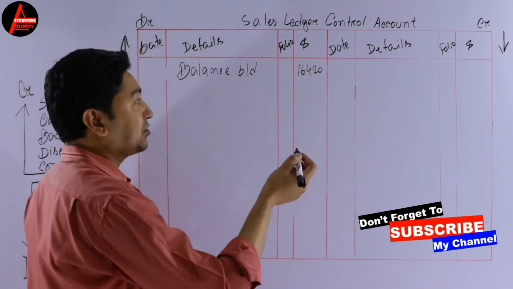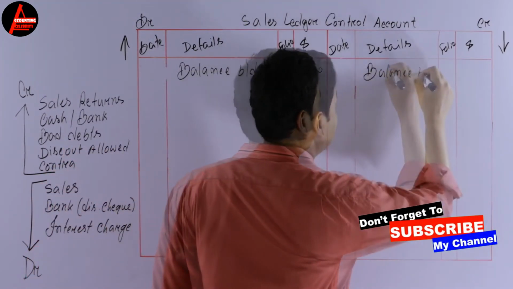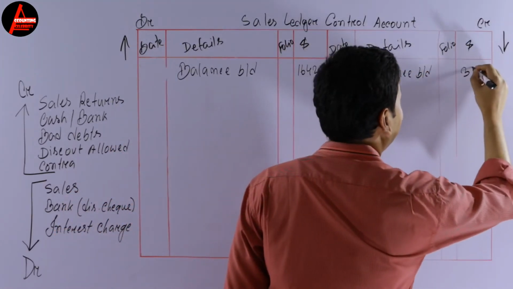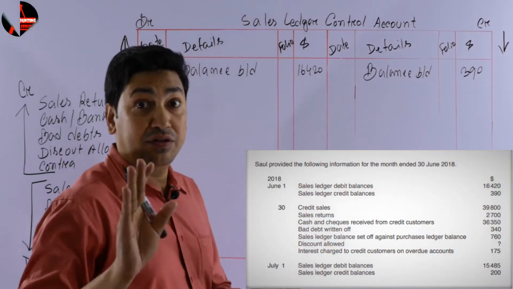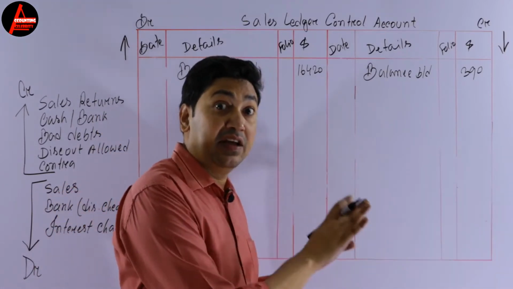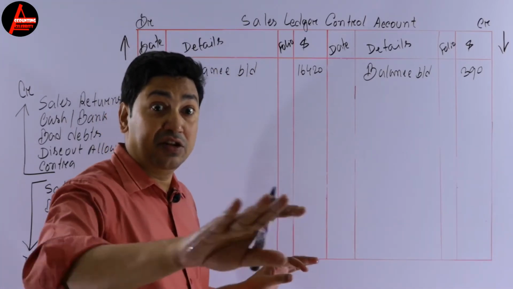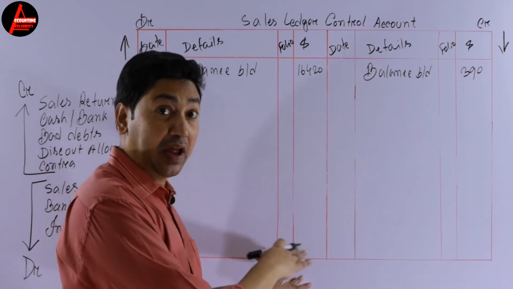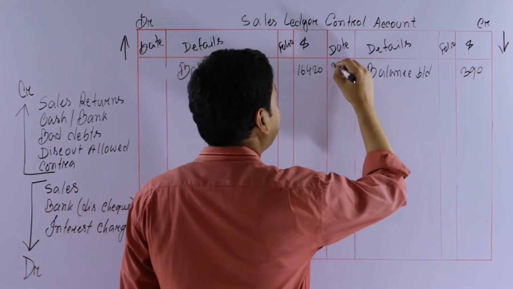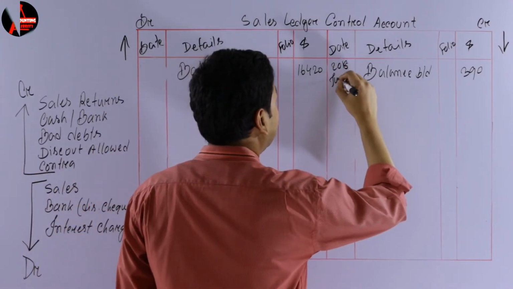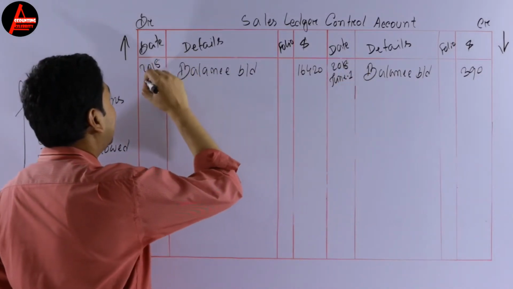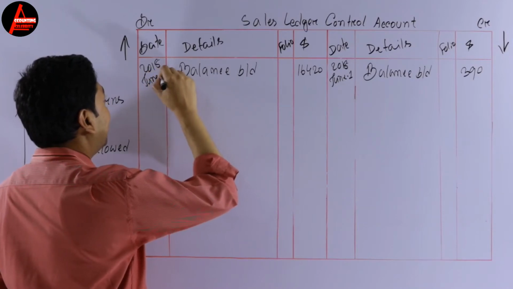Okay, again you have balance b/d here. So credit balance will be recorded in the credit side, $390. So debit balance we recorded in the debit side, and credit balance we recorded in the credit side, but this is only for opening balance. So we have closing balance. I'll show you how to record the closing balances here. And date is given 2018 June 1st. Here also 2018 June 1st.